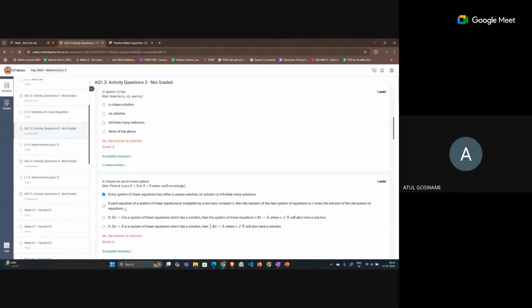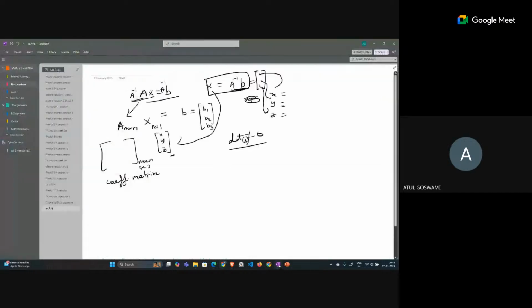So what was the question? Each equation has this solution. Okay, the second option is if we multiply each equation by C, then what will happen? The matrix A would be multiplied by C, right? This matrix A.